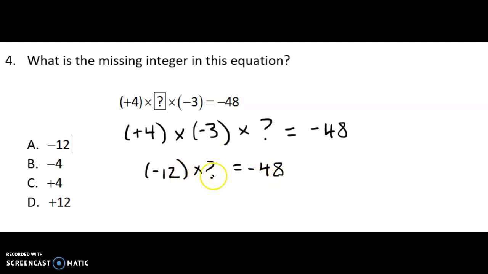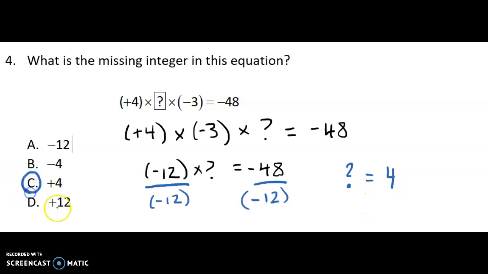So if I wanted to find out what my missing number would be here, what I'm looking at then is what is the inverse operation for multiplication. Well, that would be division. So what I'm going to do is I'm going to divide this side by a negative 12, and I'm going to divide this side by a negative 12 as well. And if I do that, I'll get that my question mark here is equal to a negative 48 divided by a negative 12, which should give me an answer of positive 4. So that would be C.